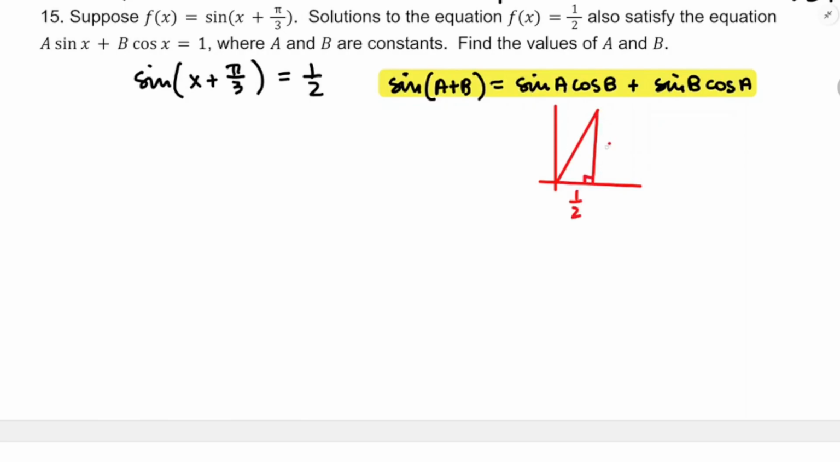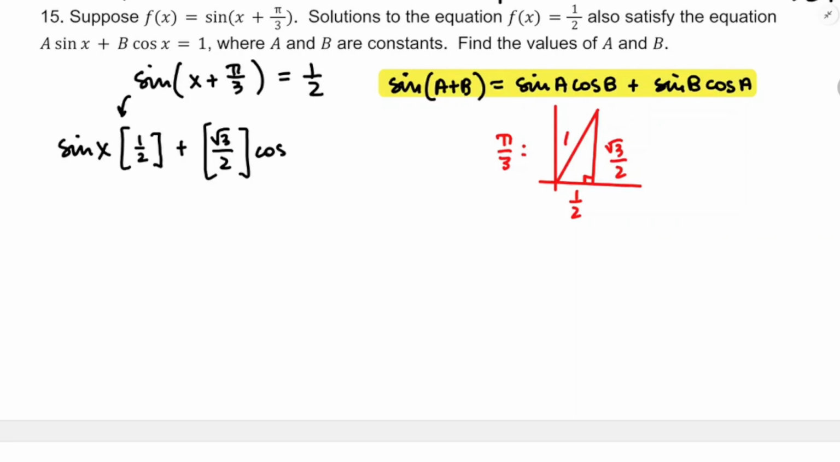That's 1/2, root 3 over 2, and 1, and that's for pi over 3 right there. So I'm going to be saying, all right, sine of x plus pi over 3, sine of a plus b, sine of x multiplied by cosine of pi over 3 plus sine of pi over 3 multiplied by cosine of x, that's still going to equal 1/2.